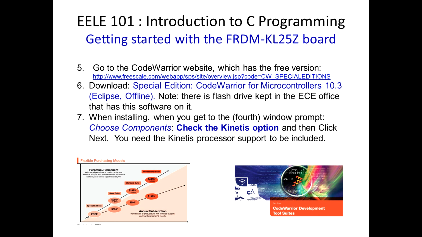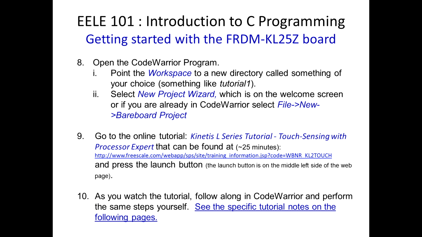Now for the second demonstration, you need to have CodeWarrior running. You can go to the website and download it, but again, this is a large program, so you can just copy it from the flash drive that's in the lab, and remember to include the Kinetis option when you install it. What you'll need to do then is open your CodeWarrior program. It's running Eclipse, so Eclipse always wants to have a workspace that's associated with the project. You can call that workspace something like tutorial 1 and just create a new directory for it. Then you will use the new project wizard, where you'll go File, New Bareboard Project.